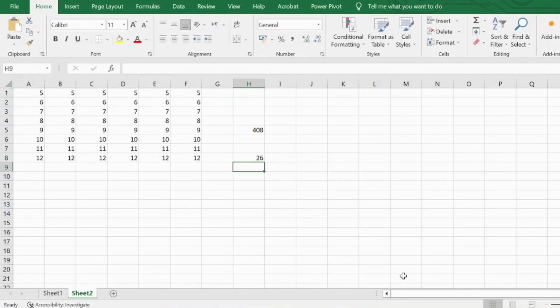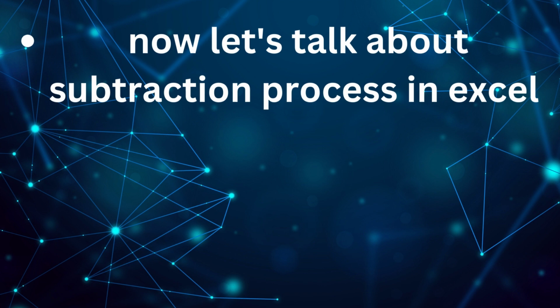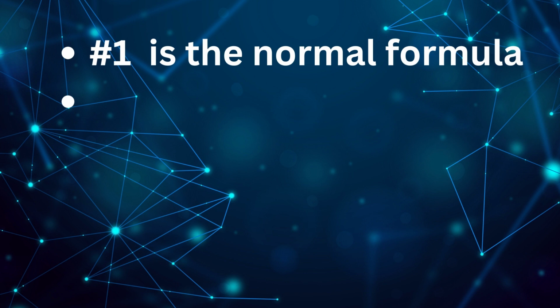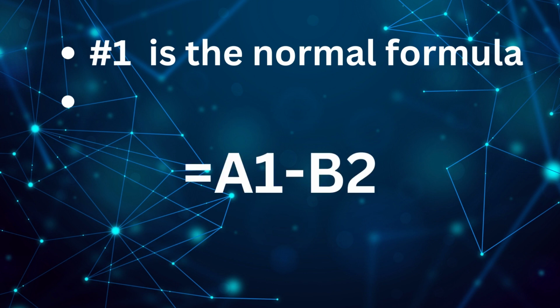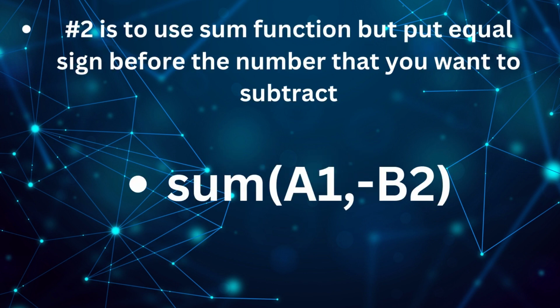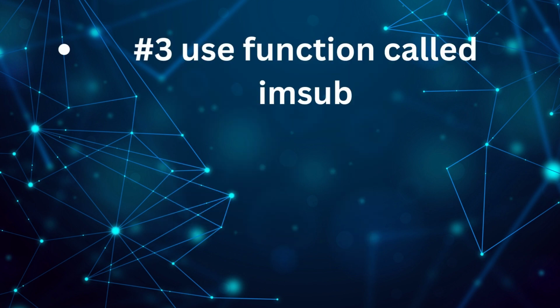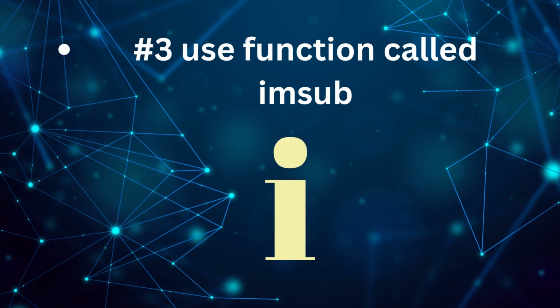Now let's talk about the subtraction process in Excel. There is no standard way or direct formula in Excel to do subtraction, but we are going to teach you some other ways. Number 1 is the normal formula, with the minus sign. It is the most popular way for subtraction. Number 2 is to use the SUM function but put a minus sign before the number that you want to subtract. Remember when you were in high school and your math teacher did this in some proofs, it is the same. Number 3 is to use a function called IMSUB.